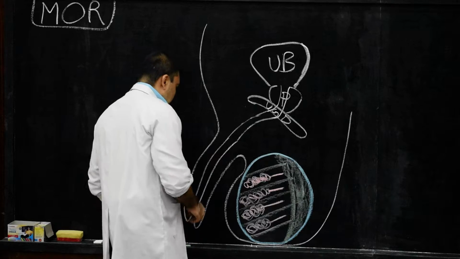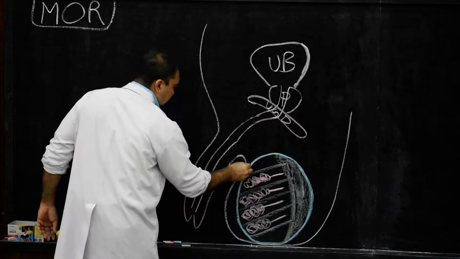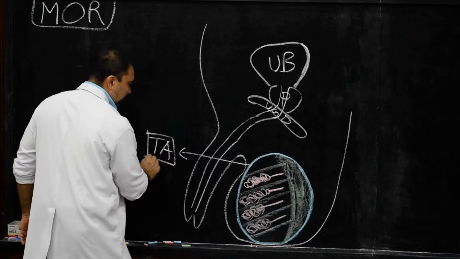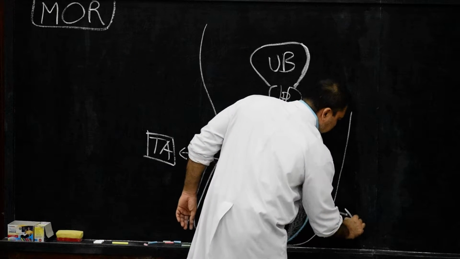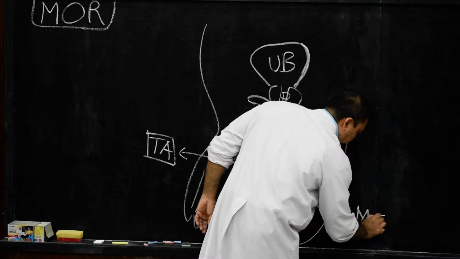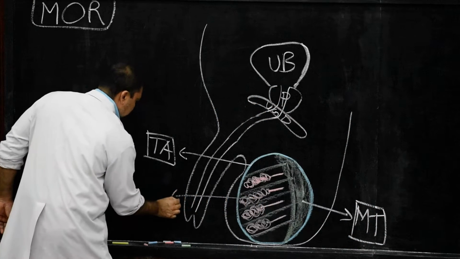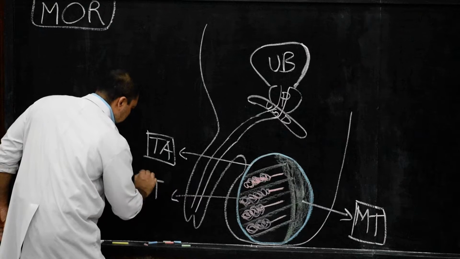Now, here we will show this structure, tunica albuginea. Then we show here, this is the mediastinum testis. Then we show here, this is the seminiferous tubule.